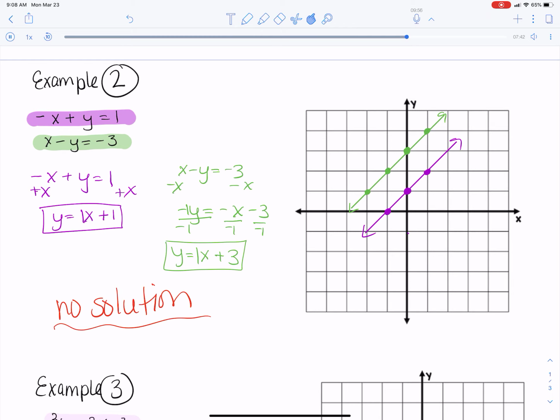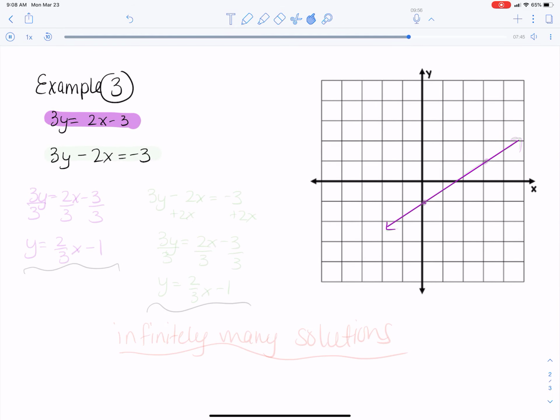All right, so example 3, we have 3y equals 2x minus 3. And then we have 3y minus 2x equals negative 3. Neither of these, again, are in slope-intercept form, so we're going to rewrite them. In order to get y by itself for the first one, it's being multiplied by 3. The inverse of multiplying by 3 is dividing by 3. So we're going to divide everything by 3. We get y equals 2/3 x minus 1.